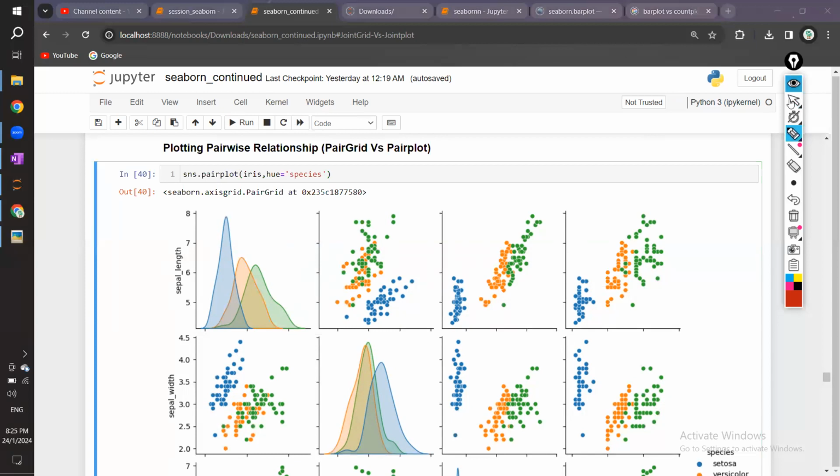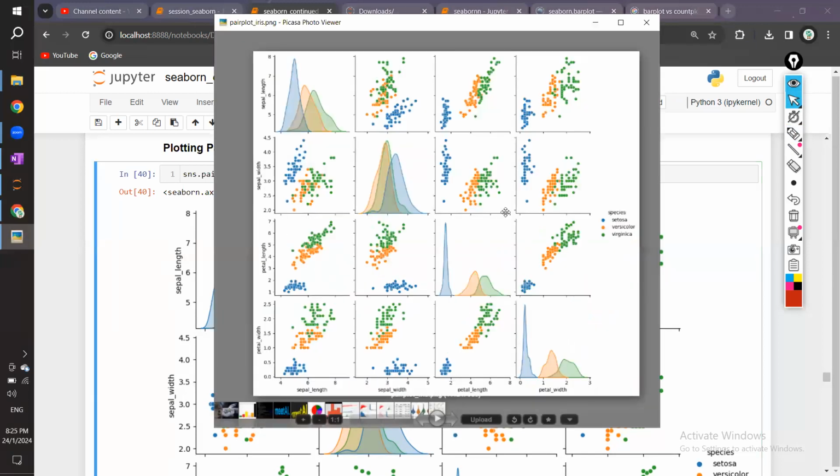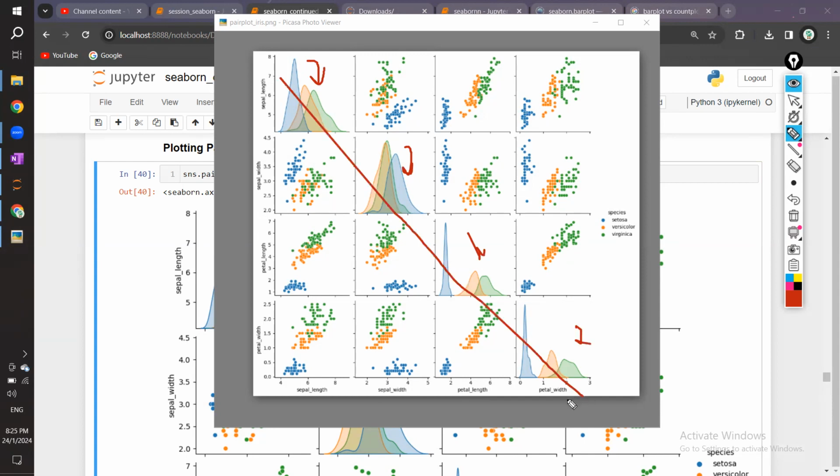But one more important thing over here: all these are fine, all these are scatter plots. But if you see here, did you observe? These graphs are different. The diagonal graphs are different from the other graphs. But why is that so? Here the point is, what is this graph between? What two columns is this graph between? Can someone tell me?